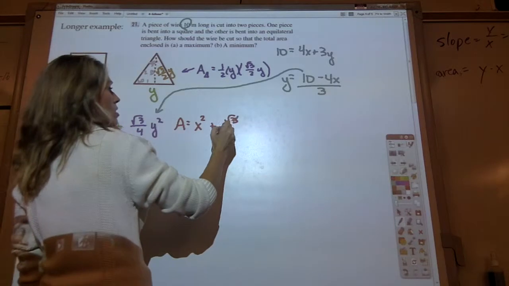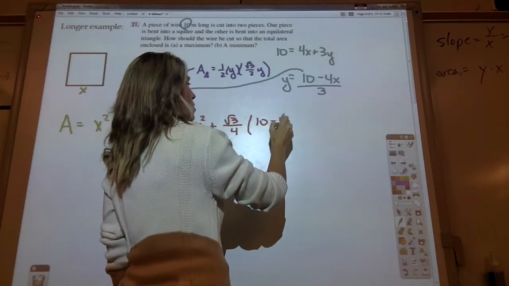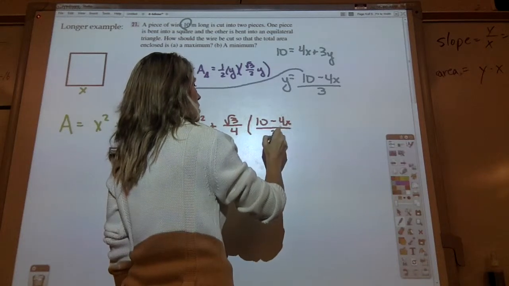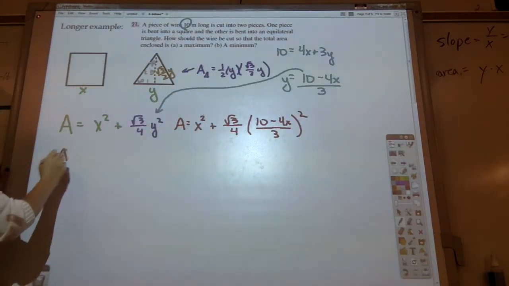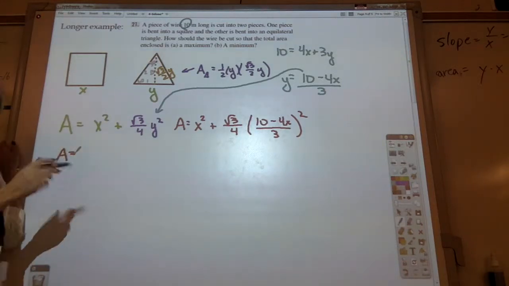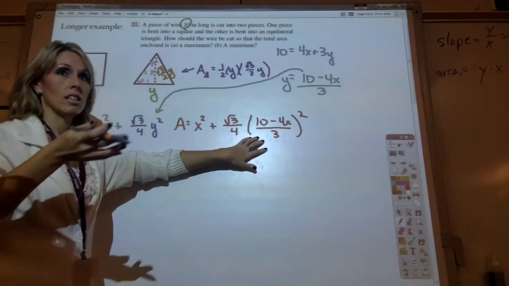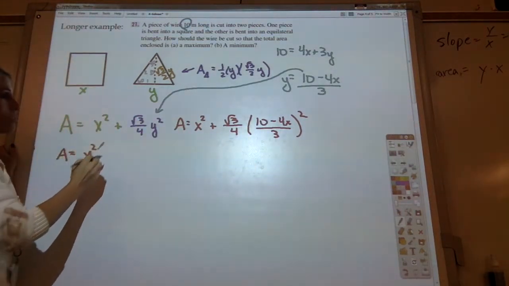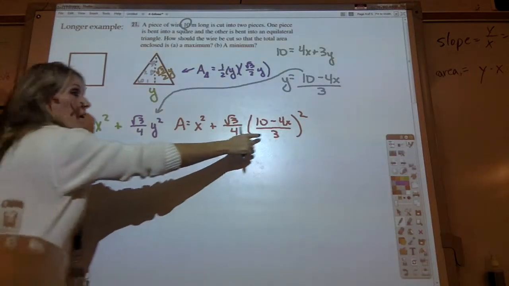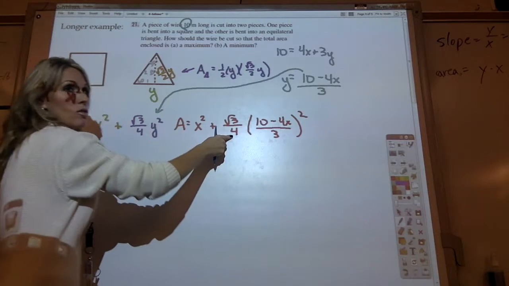Here we go. All right, so now we have area is x squared plus square root of 3 over 4 y squared. I would most definitely simplify this as much as you can before you have to take its derivative. Right now, this is going to be a chain rule, right? Okay, so let's just start doing some algebra. Now, when you square the denominator, that's just going to turn into a 9, right? Yes. And here's a 4.